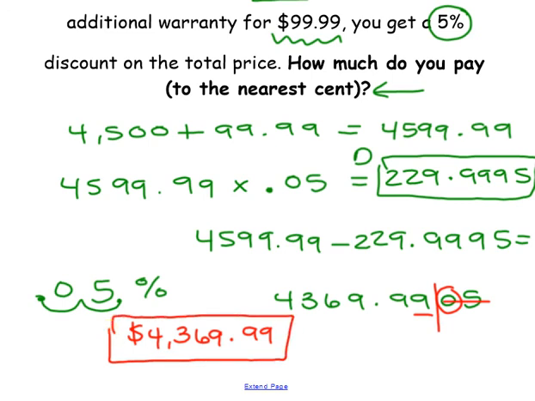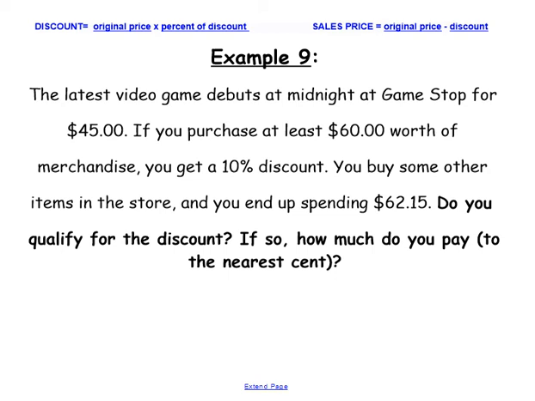All right, let's take a look at another example. The latest video game debuts at midnight at GameStop for $45. If you purchase at least $60 worth of merchandise, you get a 10% discount. You buy some other items in the store and you end up spending $62.15. Do you qualify for the discount? If so, how much do you pay? To the nearest cent. All right, to the nearest cent tells us we're going to round the final answer.